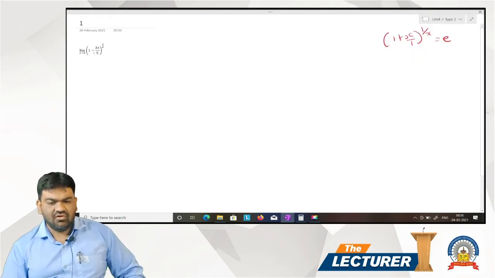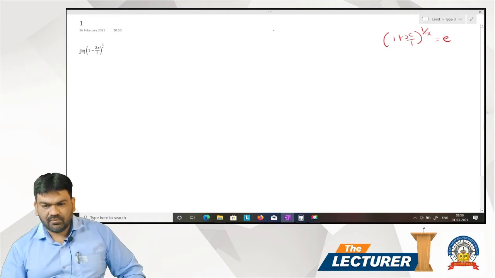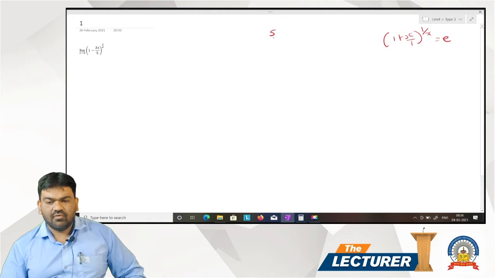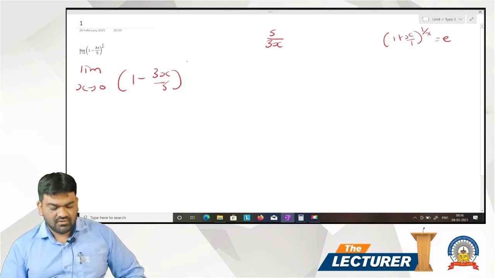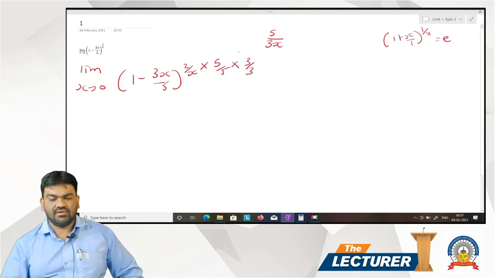Limit x tends to 0, (1 minus 3x upon 5) raised to 2 upon x. Here 3x upon 5 is given, here 2 upon x is given. So here in power we require 5 upon 3x. So limit x tends to 0, 1 minus 3x divided by 5. First 2 upon x is given. First we have to multiply it by 5. Next we have to multiply it by 3 upon 3.